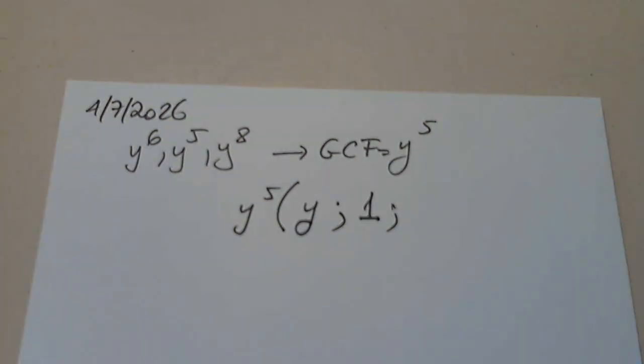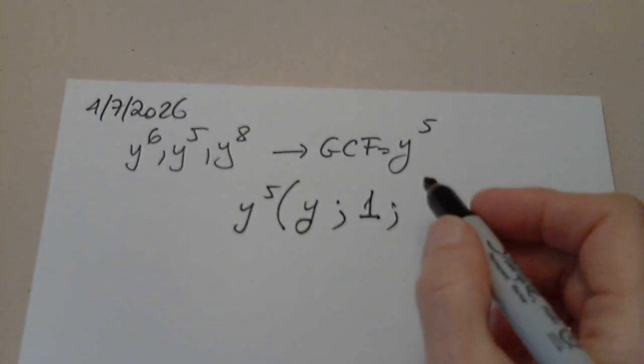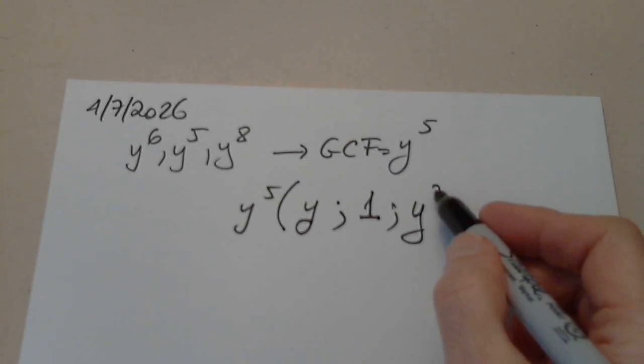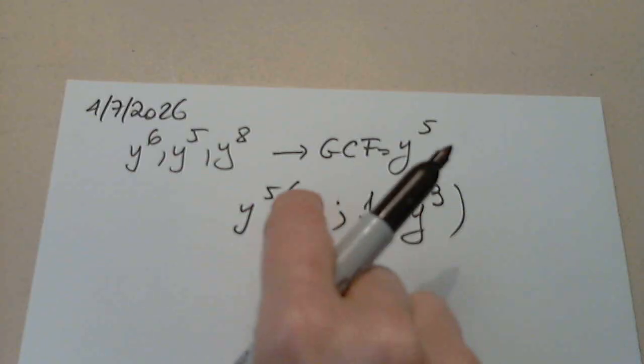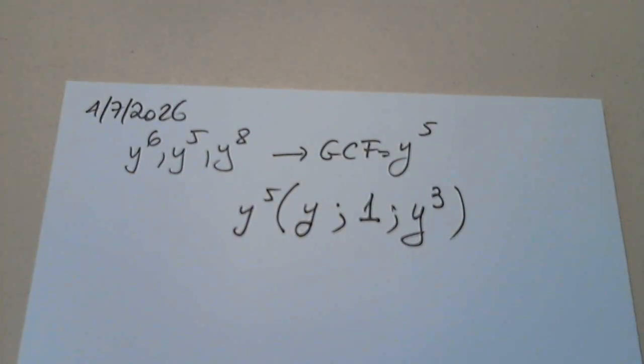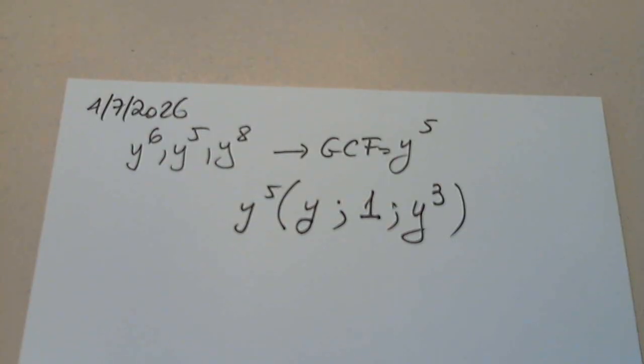What will be left from the third one? Y to the third. Exactly. Because y to the 5th times y to the 3rd, copy the base, add the exponents. That's why we studied the exponential rules. Good. So this is the greatest common factor.